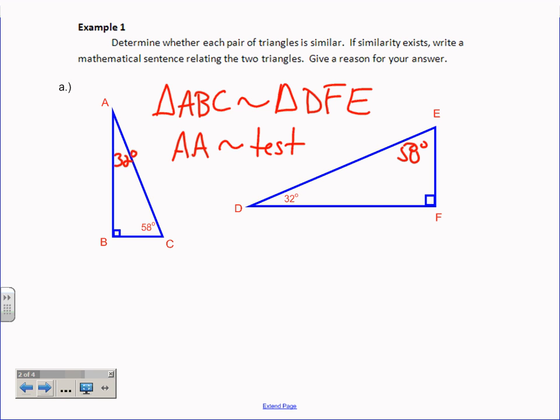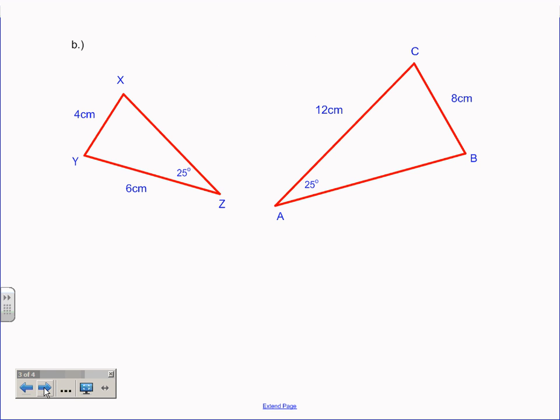And try letter B right now on your own. Go. Again, you are to find out, are the triangles similar? If they are, make a sentence and say why. So go ahead, try that right now.